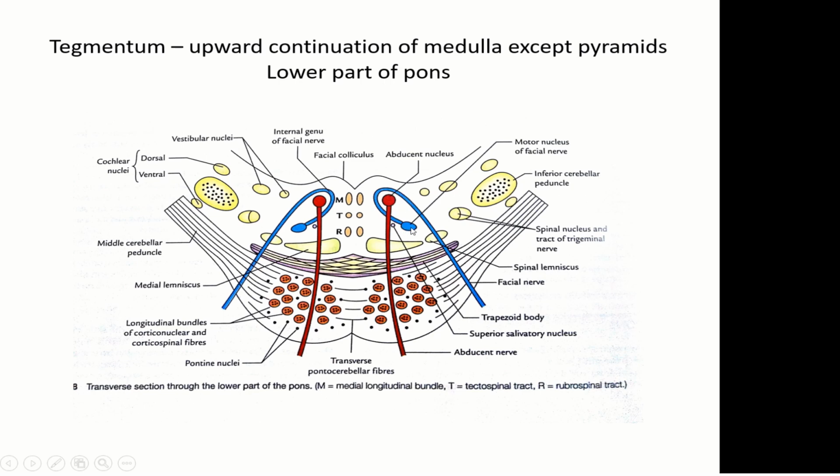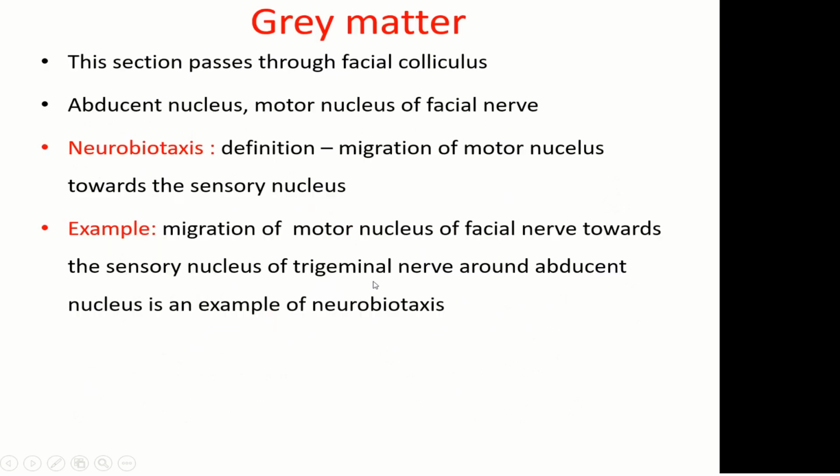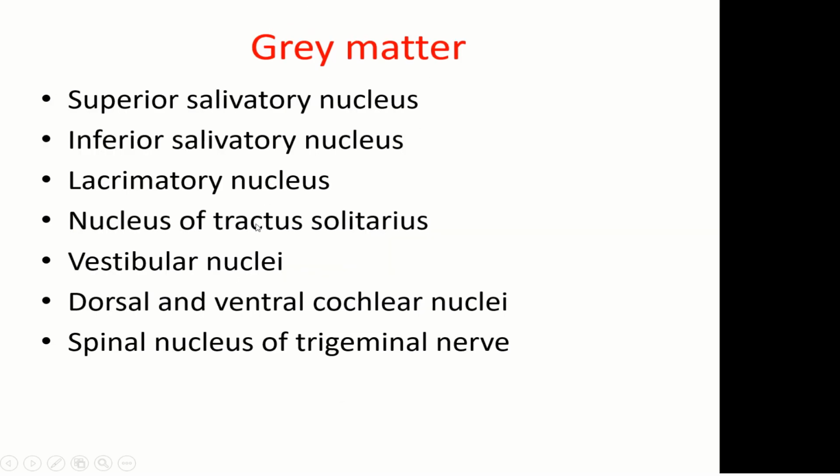Then it comes to this position as close as possible to the spinal nucleus of the trigeminal nerve, because this motor nucleus supplies the area from which the sensations are coming to the spinal nucleus of the trigeminal nerve. So that stimulation leads to the movement of these motor neurons, or the nerve fibers coming from the motor nucleus of the facial nerve, towards the sensory nucleus. That is called neurobiotaxis. For example, the migration of the motor nucleus of the facial nerve towards the sensory nucleus of the trigeminal nerve, and the abducent nucleus, is an example of neurobiotaxis.